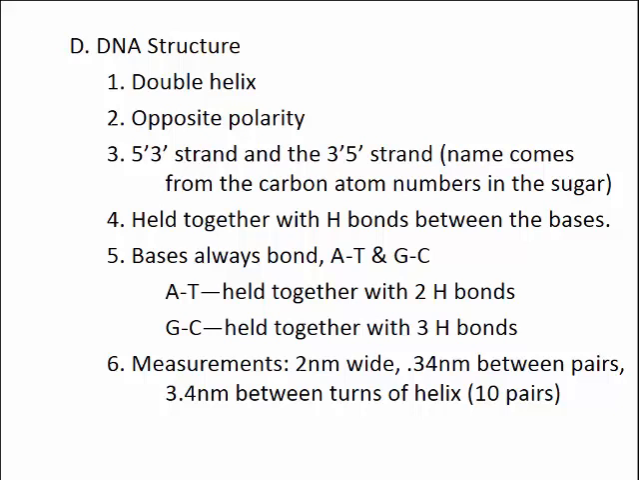The 2 strands are held together with hydrogen bonds between the bases. Bases always bond the same way. Adenine bonds with thymine, held together with 2 hydrogen bonds, and guanine binds with cytosine, held together with 3 hydrogen bonds. We know the dimensions of the DNA molecule based on the X-ray diffraction that was pioneered by Rosalind Franklin. So we know that the entire double helix is 2 nanometers wide, and we know there are 3.4 nanometers between turns, and each turn of the helix contains 10 base pairs.